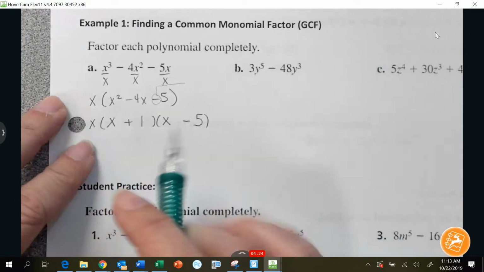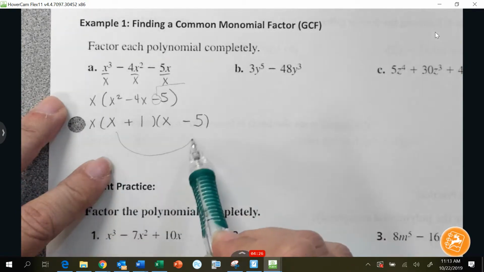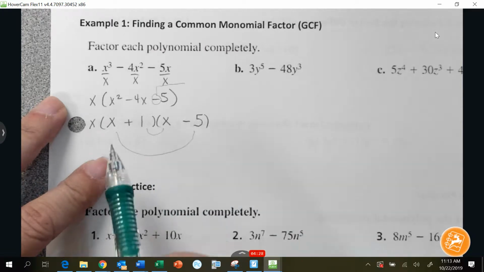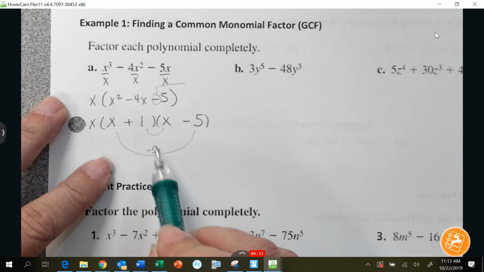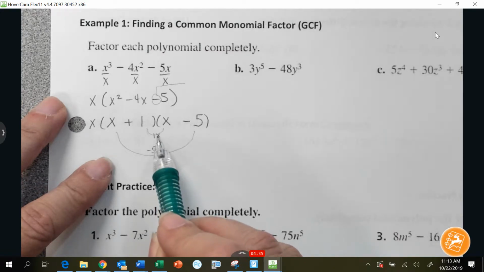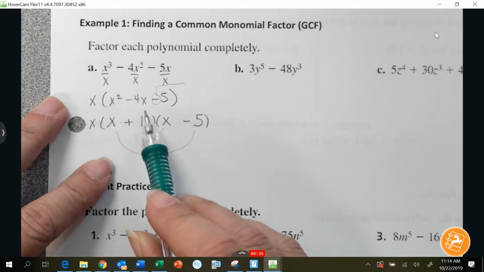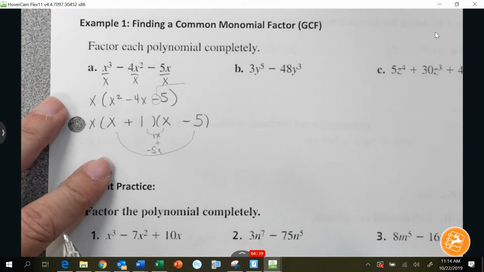Here's my check. Multiply these back together. Negative 5 times x is negative 5x. 1 times x is 1x. Does that add to give me my middle, negative 4x? Yes. So now I've checked it. It is correct.